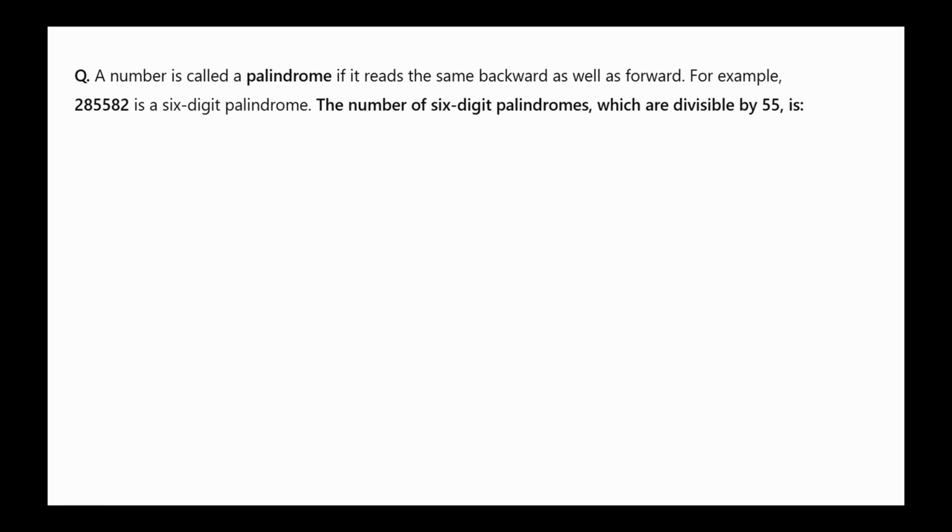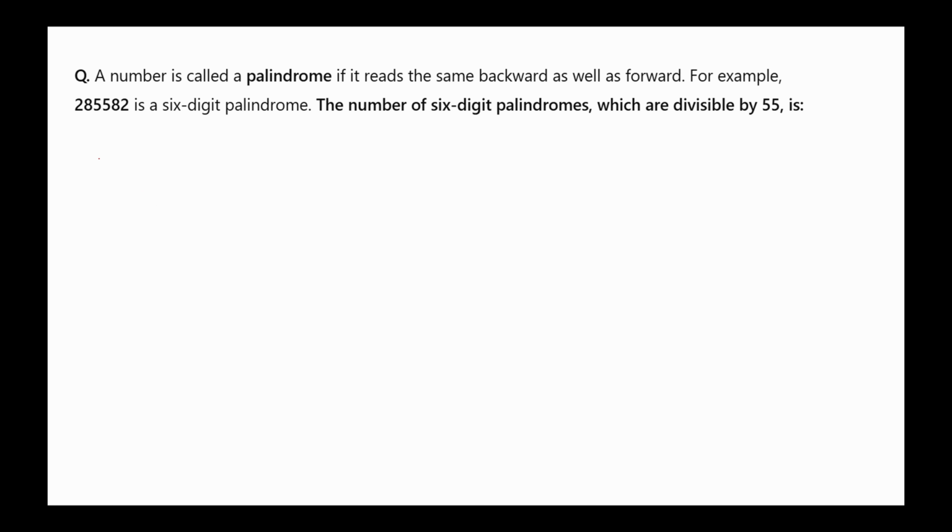Now again, let's look at a few questions to clear our concepts more. A number is called a palindrome if it reads the same backward as well as forward. For example, 285582 is a 6-digit palindrome number. The number of 6-digit palindromes which are divisible by 55 is.